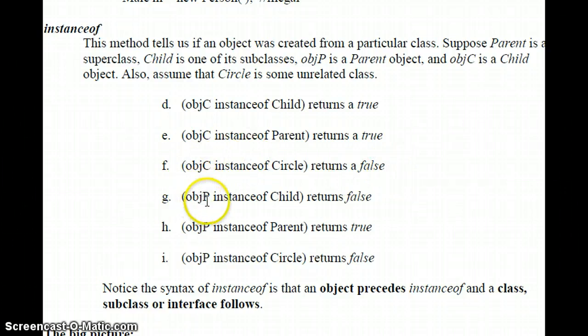objP instanceof Child is going to return false because objP belongs to the Parent, not the Child. objP instanceof Parent returns true. And again, instanceof Circle is silly because it just returns false, since Circle is not part of this. You may be starting to figure this out now.